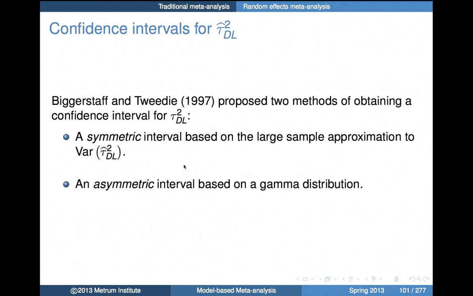If in performing this analysis you're interested in getting a confidence interval for tau squared, there are at least 2 approaches. One gives you a symmetric interval based on a large sample approximation to the distribution of tau hat squared, or you can use a gamma distribution to get an asymmetric interval. We won't go through the mechanics of calculating those, but we'll be the beneficiaries of the fact that that's already been programmed for us in the metafor package.